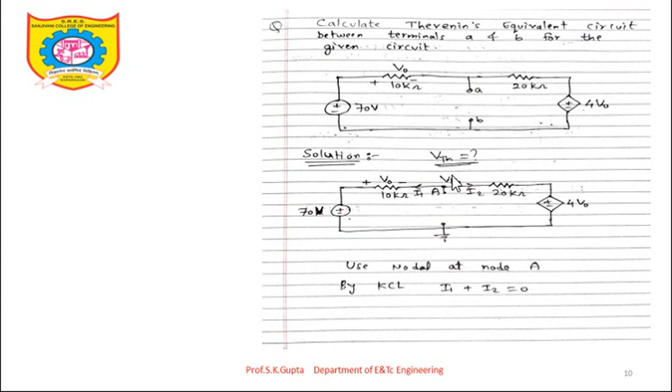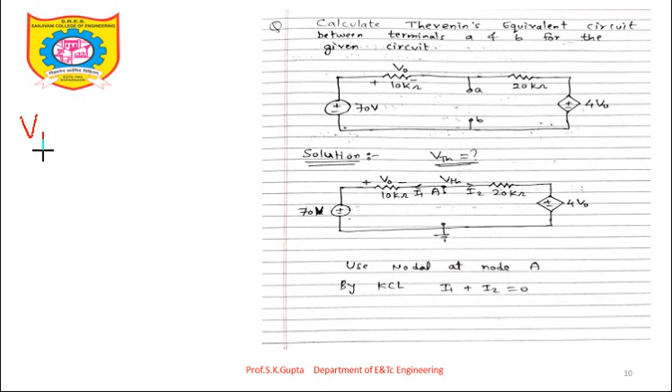There are various methods also. First of all I will use the nodal method. That means I consider that this node is at higher potential. Higher potential means currents are leaving. So I1 is leaving, I2 is leaving, and by KCL I1 plus I2 equals 0. What is the value of I1? VTH minus 70 divided by resistance 10 kilo ohm. And what is the value of I2? VTH minus 4 V0, since the voltage here is 4 V0, divided by resistance 20 kilo ohm, equal to 0.